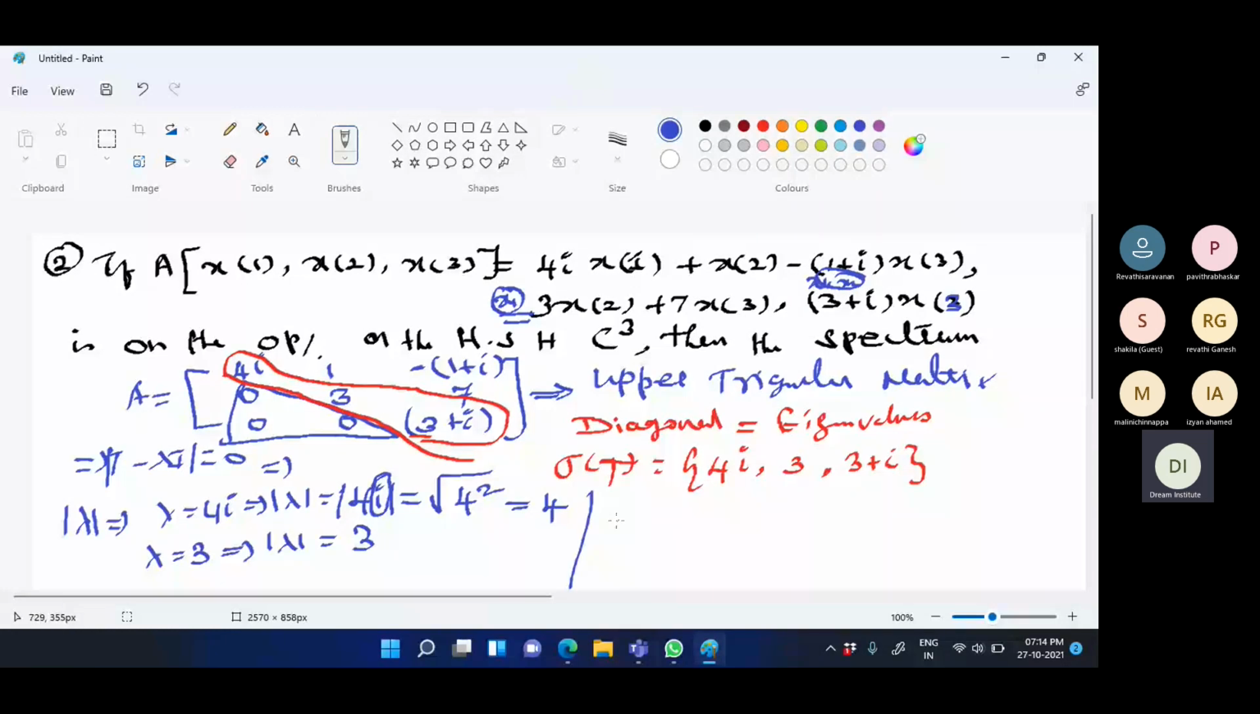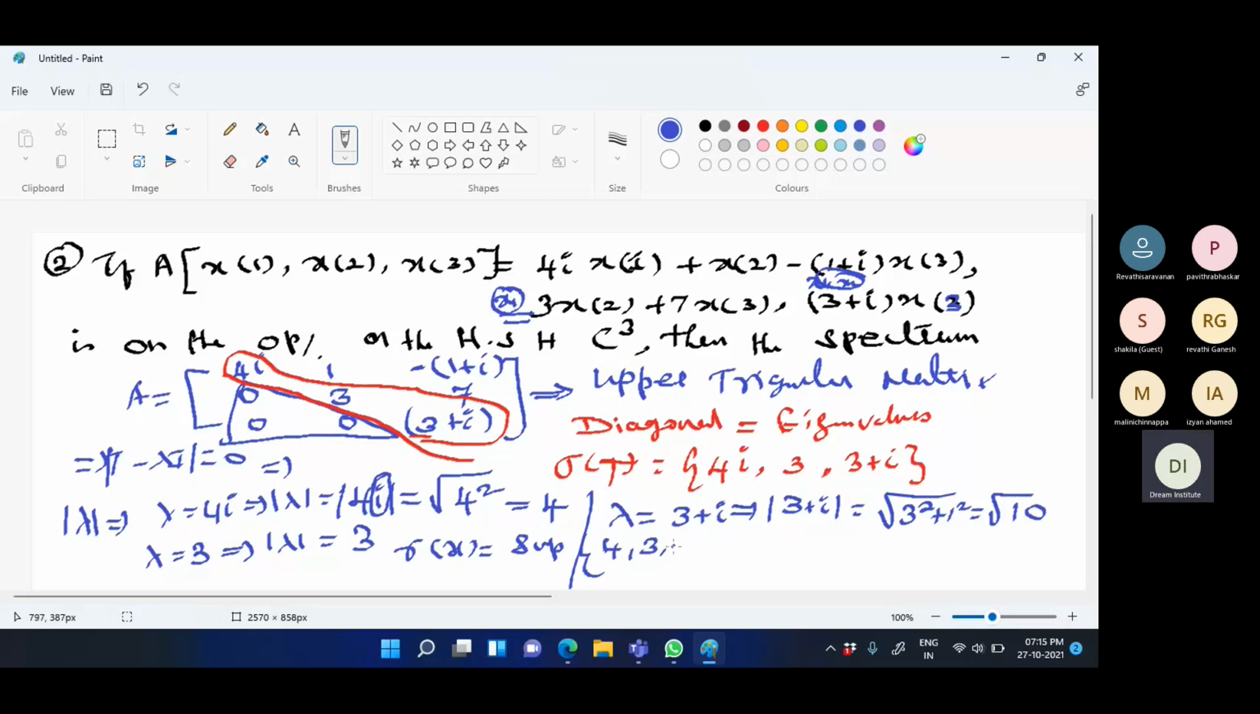Then the last one: lambda equal to 3 plus i means the modulus of 3 plus i is the root of 3 square plus 1 square. The coefficient of i is 1, therefore the answer will be root of 10. So which one is the maximum? The spectral radius is the supremum of 4, 3, root of 10.